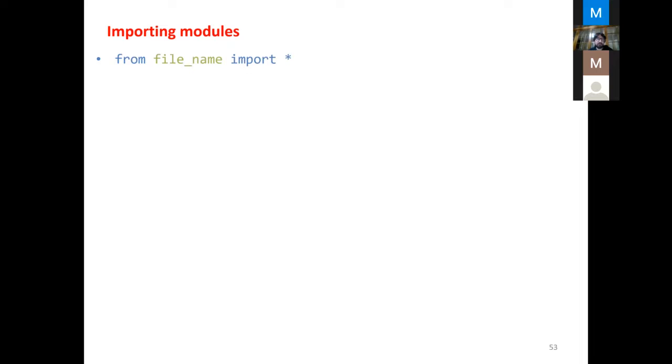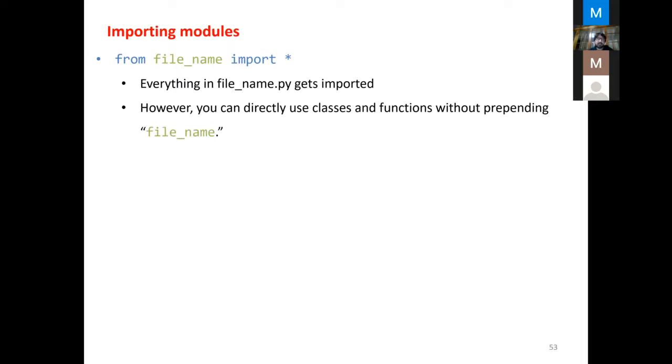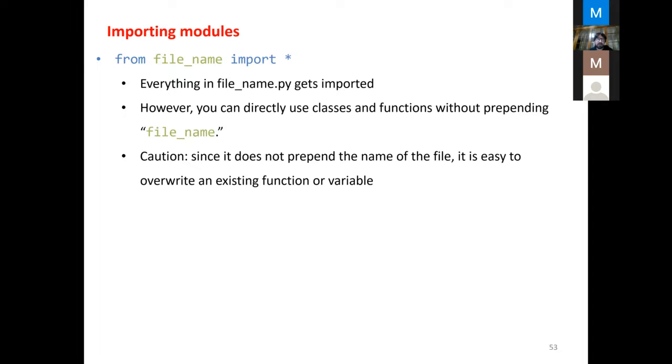The second way to import modules is to use from the name of the file, import, and a star. This imports again everything that is inside of file name, but here you can use directly everything inside of file name without having to prepend file name dot. But this is a bit dangerous, because if, let's say, you define a function in a separate file, this can overwrite that function if it's called after. So you need to be careful.